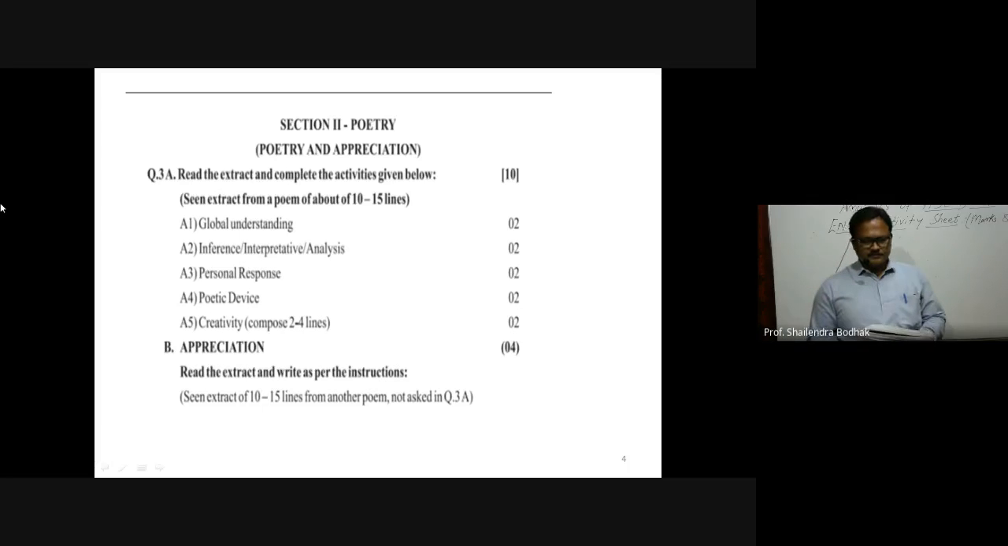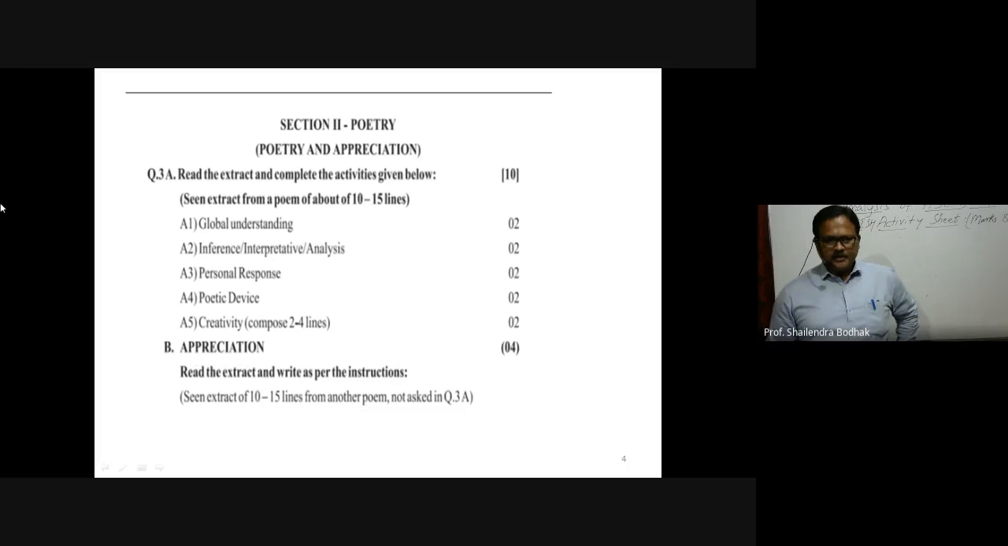Now in that, first, global understanding, or we can say complex factual. Then activity 2, inference interpretative analysis, and it carries 2 marks.